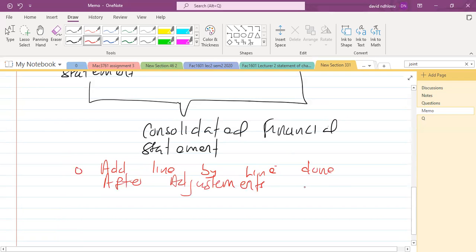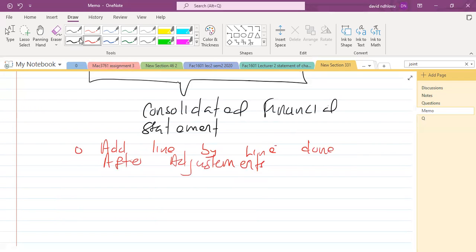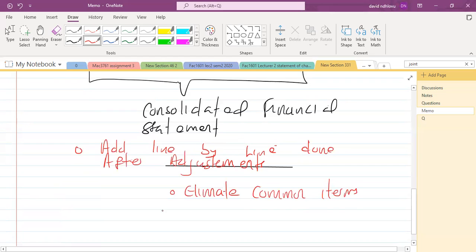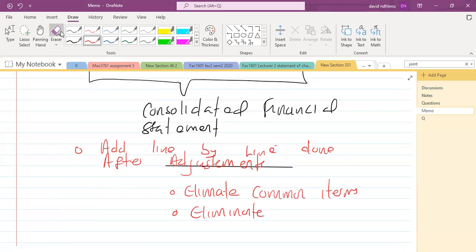Which adjustments do we make, good people? Which adjustments do we have? Eliminate, I think. You must eliminate something. So eliminate common items. That's your starting point. Number two, eliminate. I don't know what I wrote today.